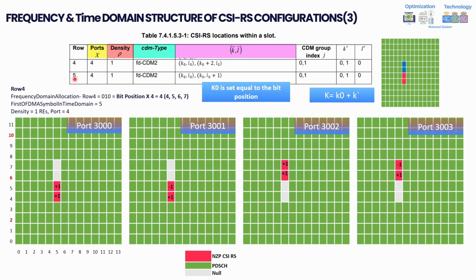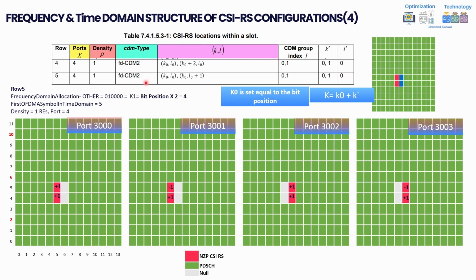Actually, I will go through one more case, which is row number 5. Row number 5 is very similar to the previous one, almost exactly the same, but it's related not to frequency division multiplexing. It's using TDM, which is time division multiplexing. If you did the calculation, you will know that the frequency domain will be only at 4 and 5.